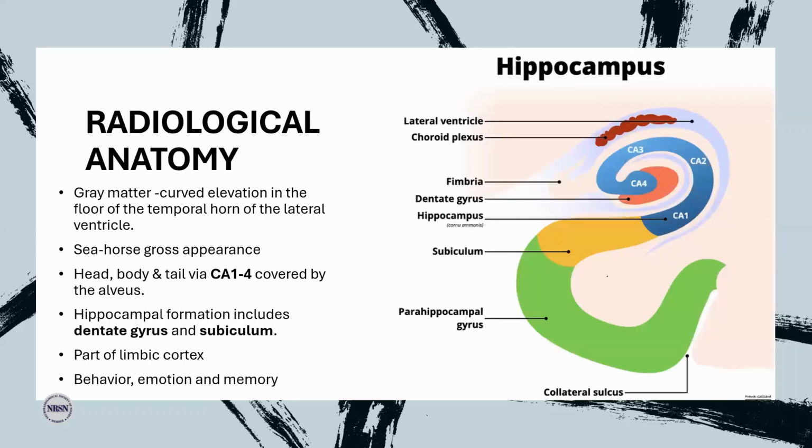Now, the hippocampus is a gray matter and is seen as a curved elevation in the floor of the temporal horn of the lateral ventricle. On a coronal section, it is seen as a seahorse. It gives a seahorse appearance. Now, it has a head, body, and tail via the cornu ammonis 1 to 4 that is covered by a thin sheet of the alveolus.